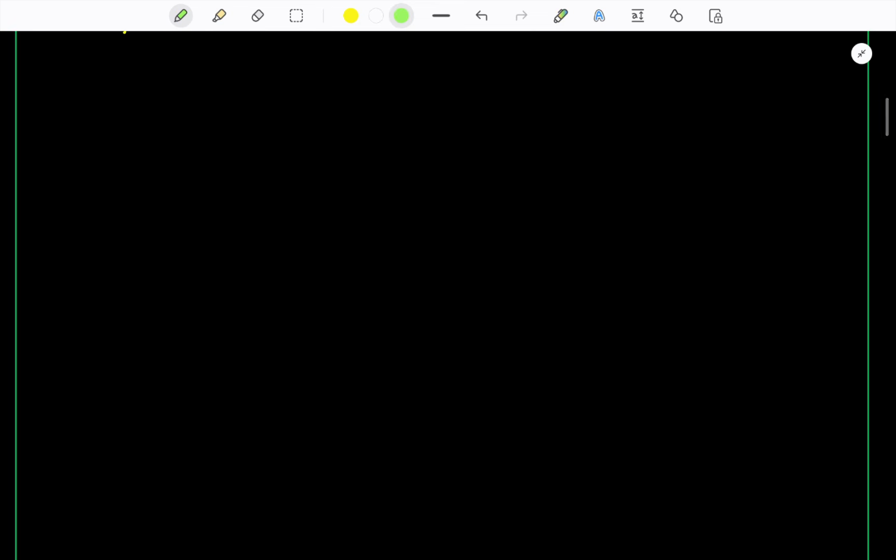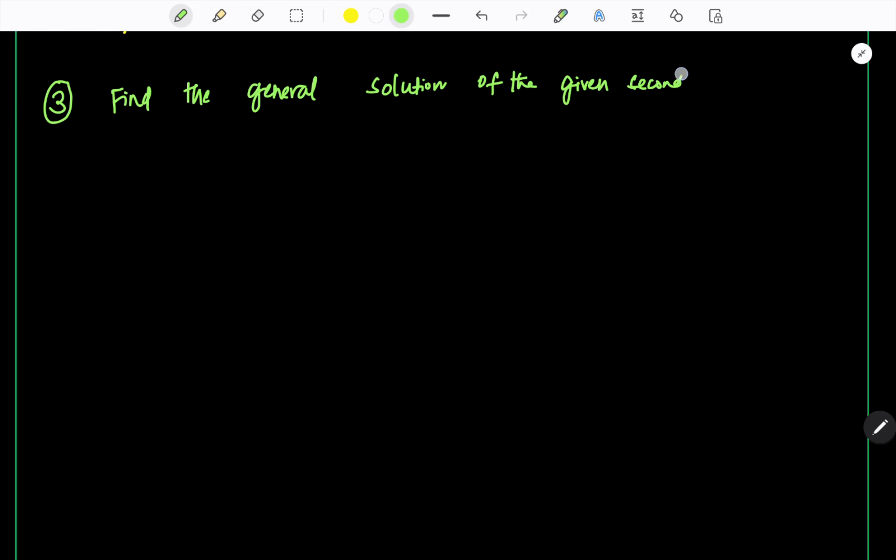The first question is question number 3. Find the general solution, meaning y, of the given second order differential equation: y double dash minus y dash minus 6y equal to 0. Let me take this as question number 3, so I put a line.